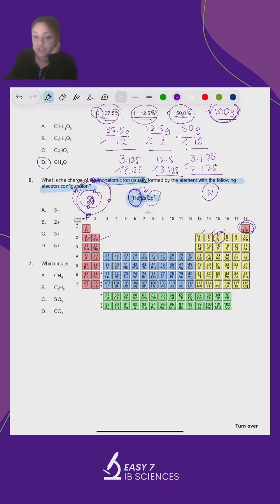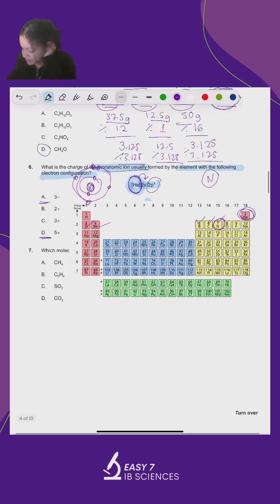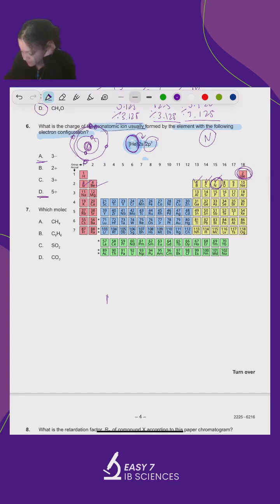Now, does anyone know the charge that nitrogen typically forms? People are saying that it's 5, and some people are saying that it's A, which is 3 minus. And in fact, it's actually 3 minus. Now, why is it 3 minus? It's because nitrogen is one of those tricky exceptions. Because it has 5 valence electrons, 1, 2, 3, 4, and 5, it typically forms N3 minus, and you can see this because it forms NH3 as a neutral compound.